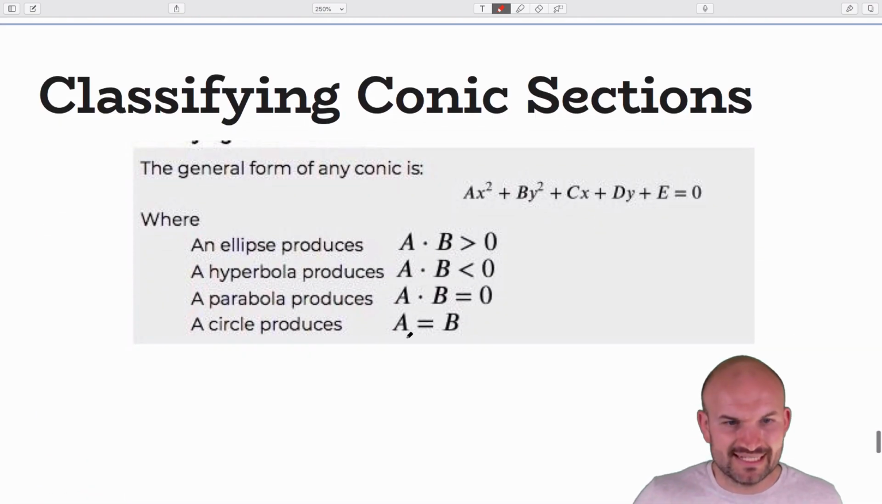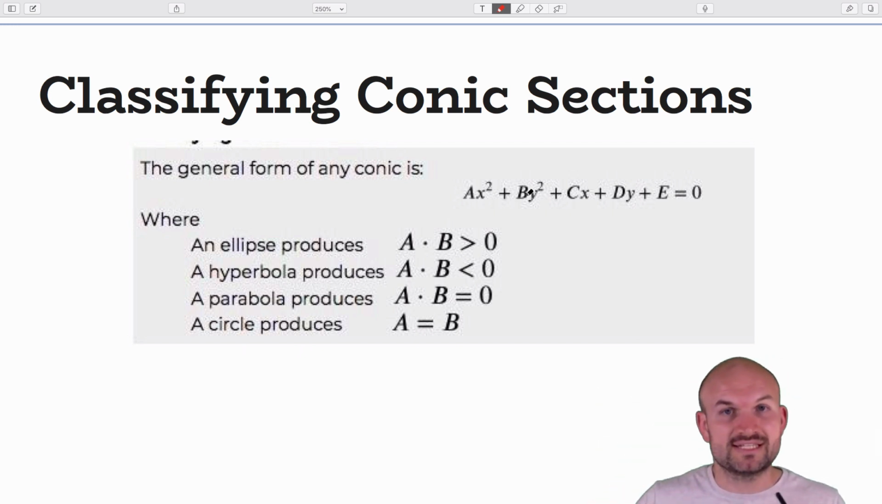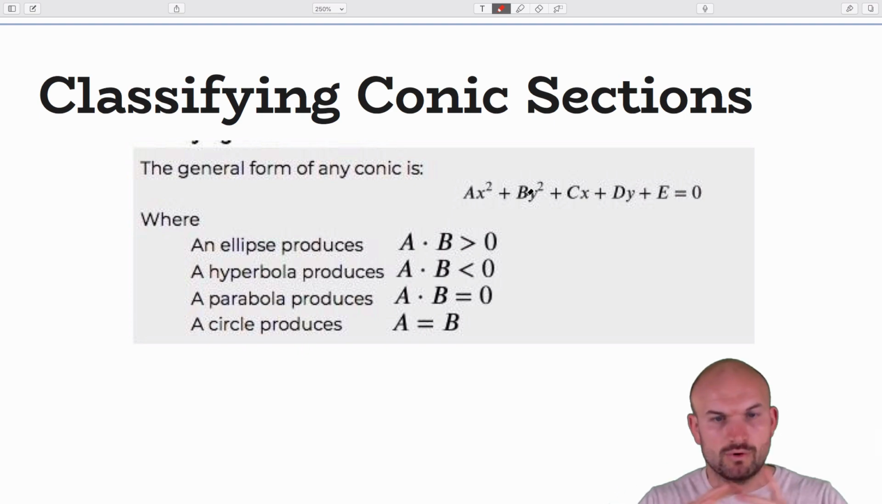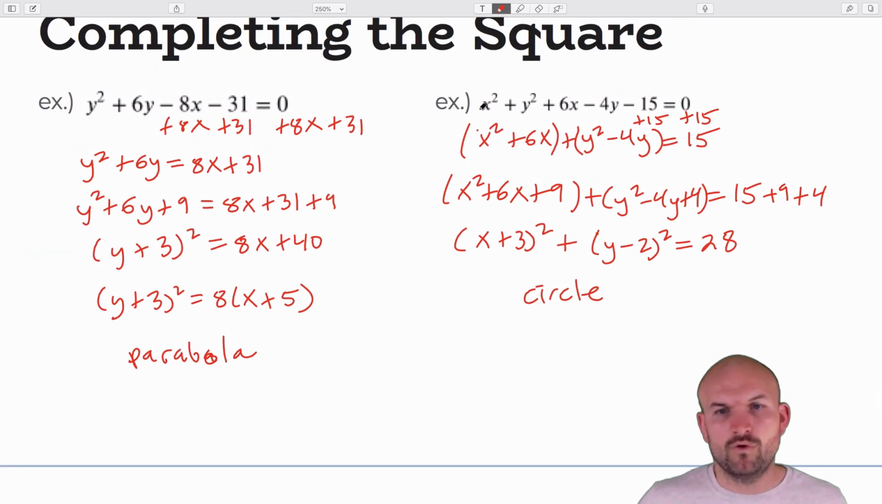For the next one, I think next one to look at is the circle. So when a and b have the same coefficients, then it's going to produce a circle. Because again, remember, a circle has a radius. All the points are equidistant from the center. There is no elongation vertically or horizontally. So if we look at the circle here, we can see that we have 1 and 1, right? So a is equal to b. That's why it produces a circle.